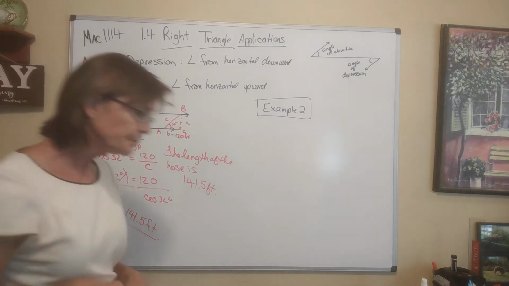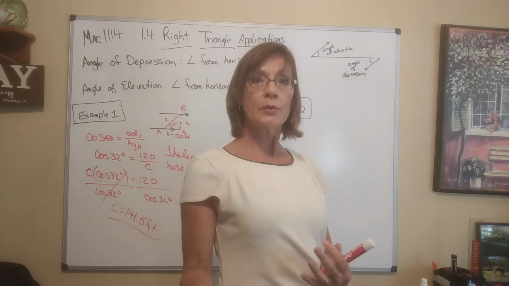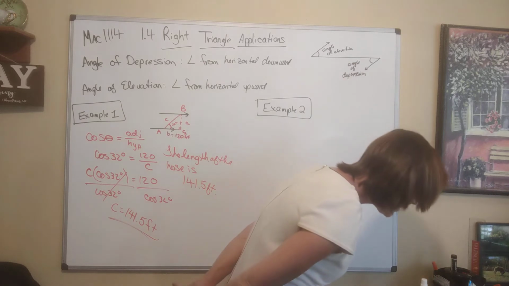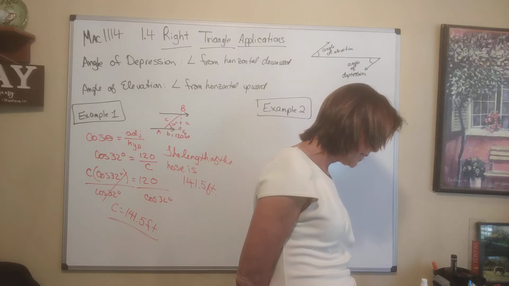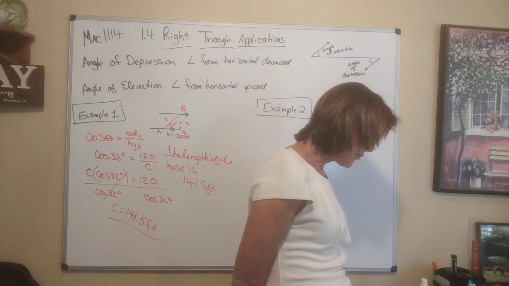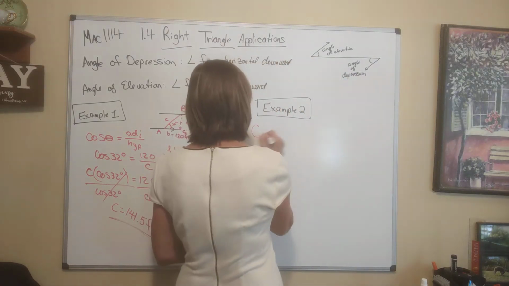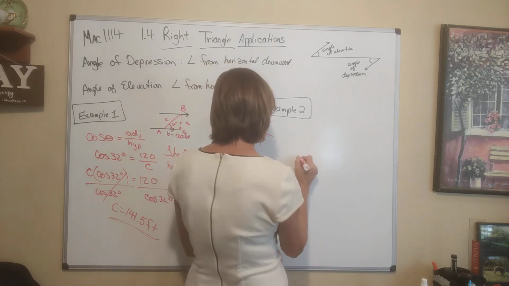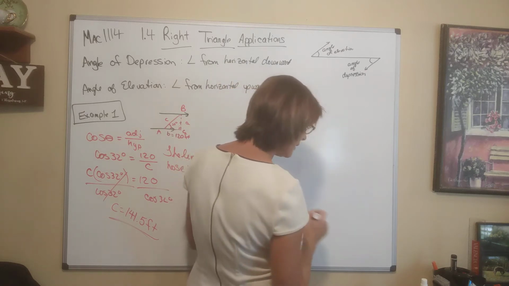Let's do example 2. Example 2, there's no picture, there's just some words. So that's fine. We just draw our own picture. And you don't even have to know how to draw to do a picture. So, find the angle of elevation of the sun at the moment when a 21-meter flagpole casts a shadow of 14 meters. All right, so we have a sunshine. Here is our sun up in the sky. And we have some flagpole. We'll make our flagpole. Here is the ground.